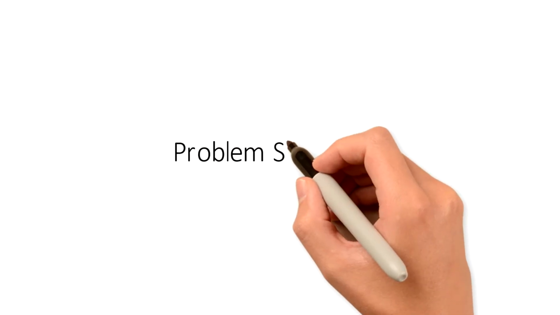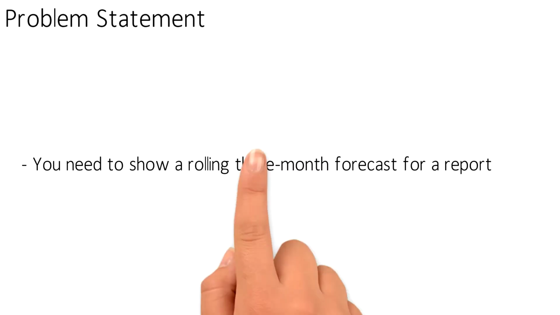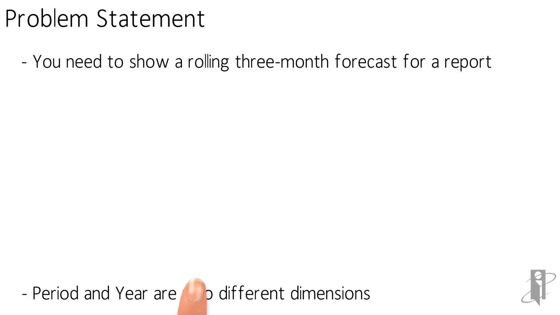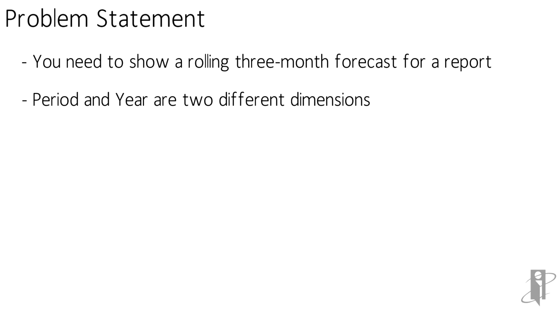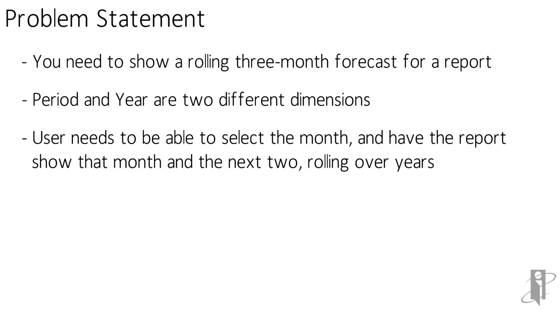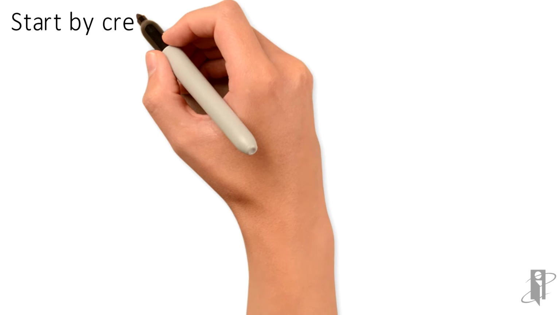Alright, so let's start by analyzing the issue. First, we need to be able to show a rolling 3-month forecast for a report. The issue is that the Hyperion Planning Cube that we're using has different dimensions for period and year. It's not just one contiguous time dimension. There's also a requirement for the end users to be able to select a month, and the report will show the 3-month forecast. First, let's start by creating a grid.